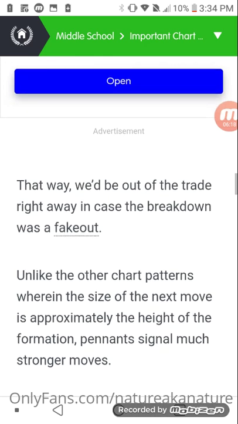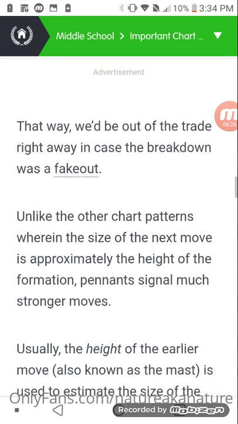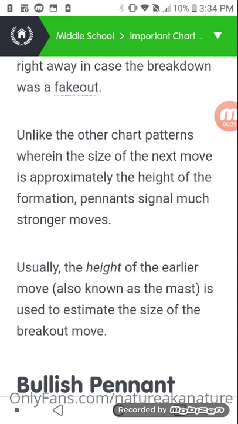So stop loss is always important, above and below. So be aware of fake outs. Unlike the other chart patterns, where the size of the next move is approximately the height of the formation, pennants signal much stronger moves. So when you see pennant signals and they make triangles, those are stronger moves, consolidation moves.